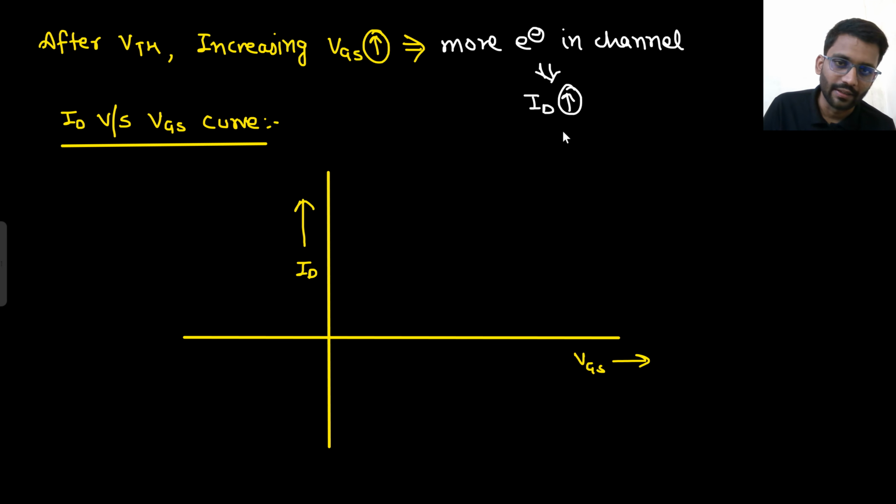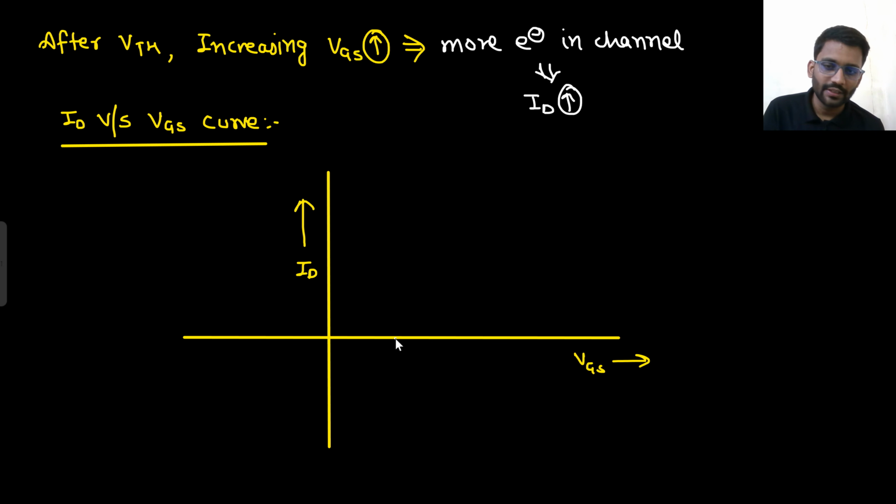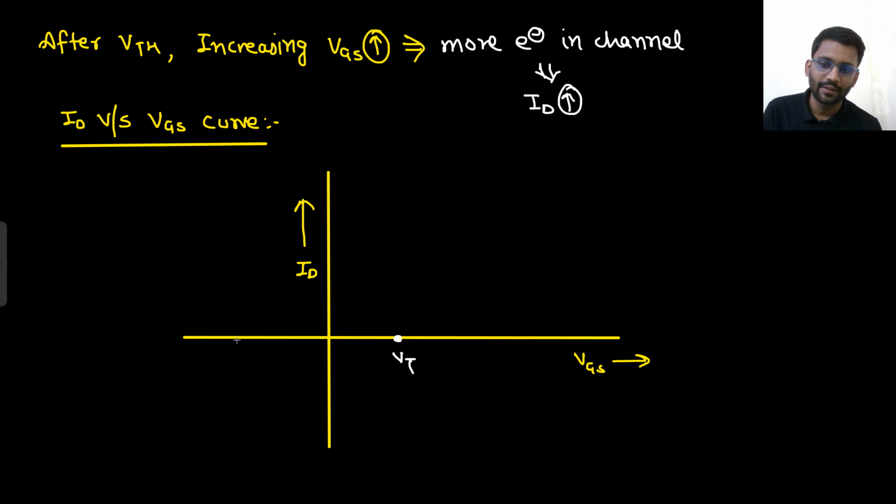So ID will increase. Until Vt, which was some positive potential, till this point, there was no current. And then suddenly the current rises. And the current rises in a square law manner. Why is it square law? No one will ask you.